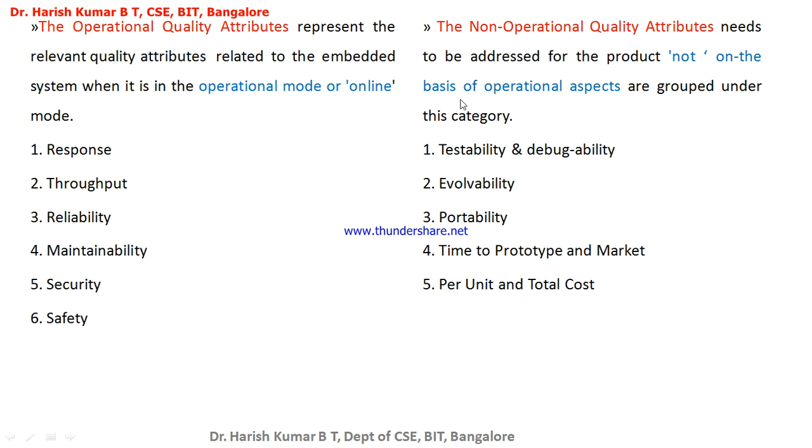Now when we come to the other side, non-operational quality attributes, these are the attributes that are exhibited by the system when it is under development. It's written here, the attributes addressed for the product not on the basis of operational aspect are grouped under this category. So these are not the quality attributes which are exhibited by the system when it is under operational mode. These are under the development mode.